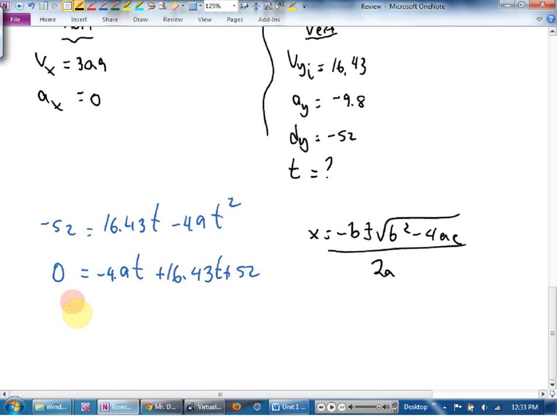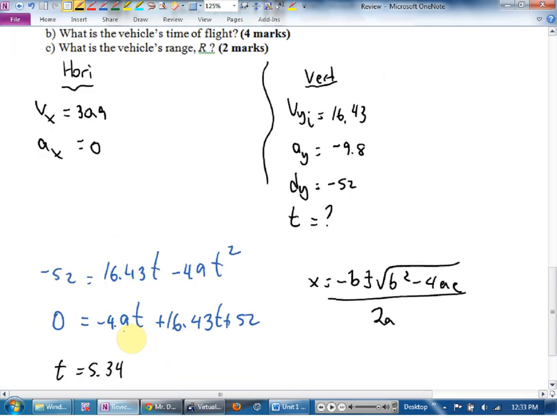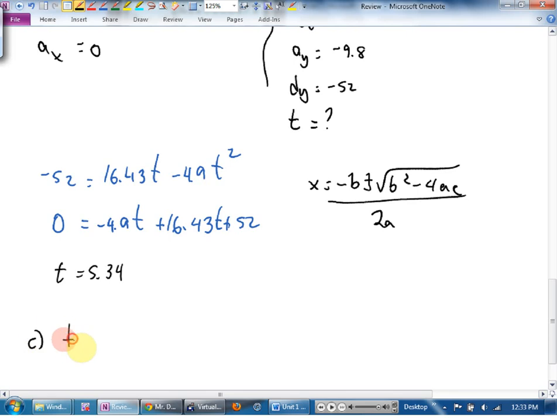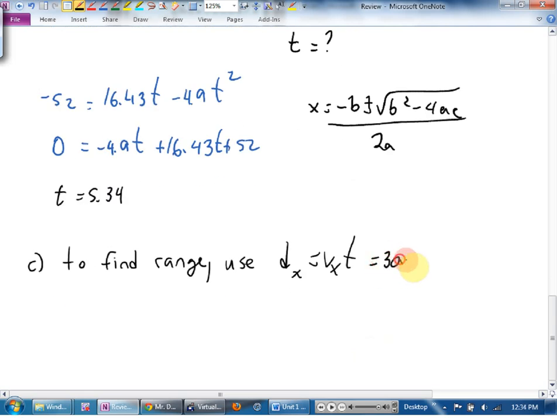So I found part B, time of flight. What does part C want me to find? Part C wanted me to find the vehicle's range. Use dx equals vx t. My horizontal was 30.9. Time was 5.34. And I get 165 meters. So there's a classic projectile.